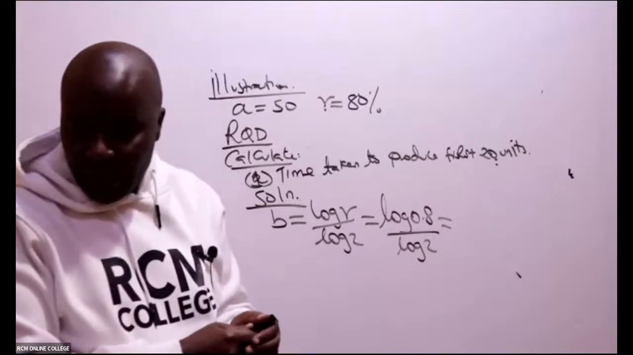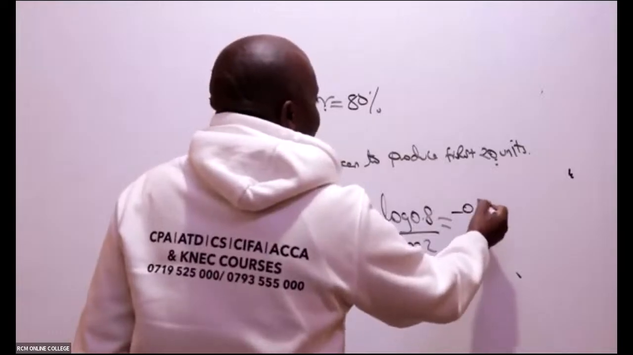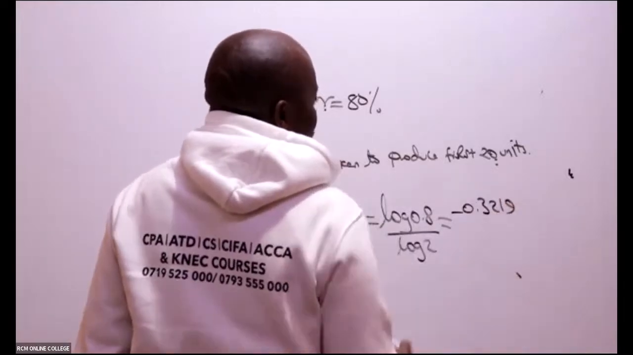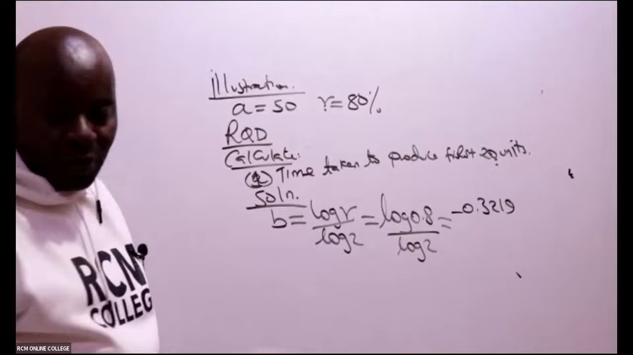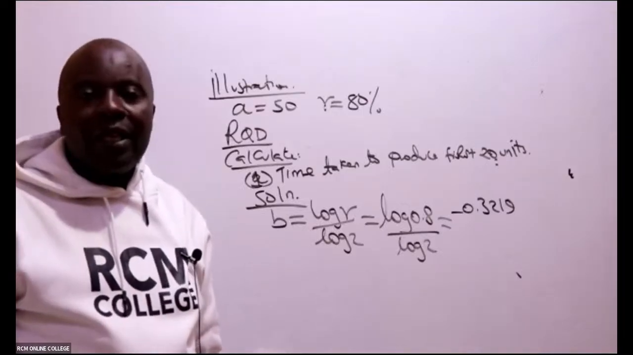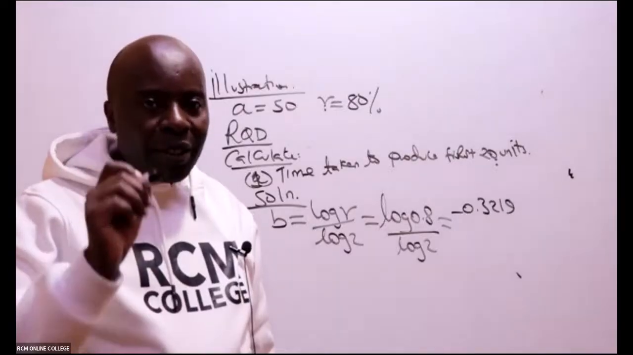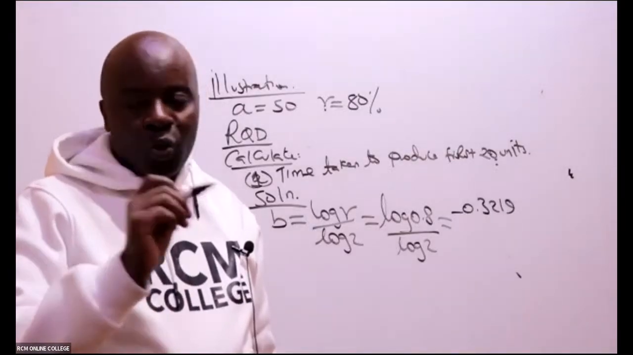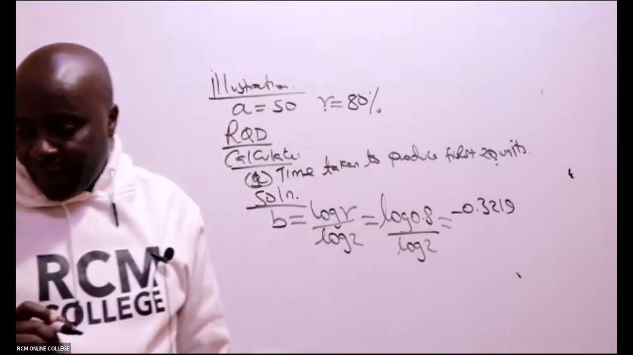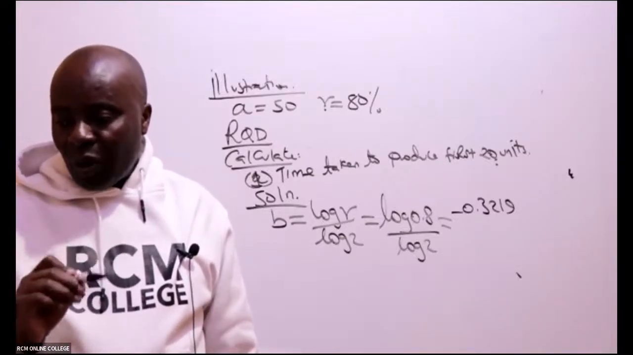The students are telling me it is negative 0.3219. We shall always round this off to 4 decimal places, 0.3219. I'm getting 381. It's because, Peter, you must have said log 80%. Say log 0.8 over log 2, and then we compare notes.